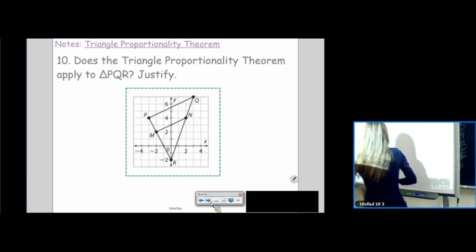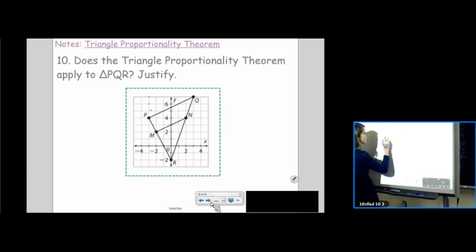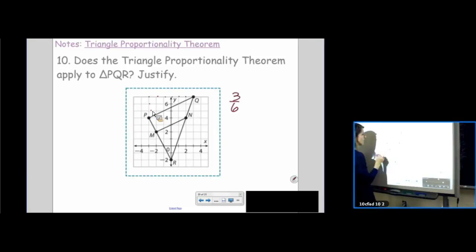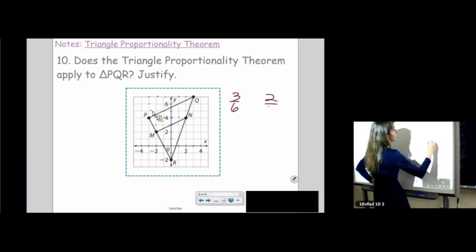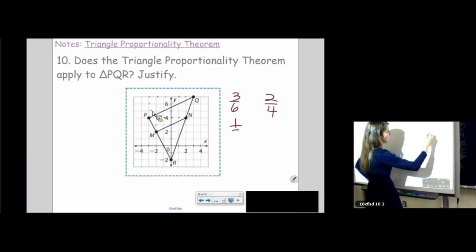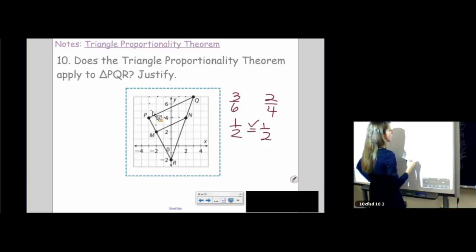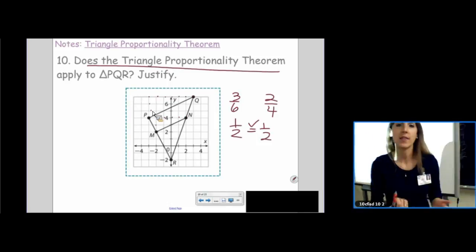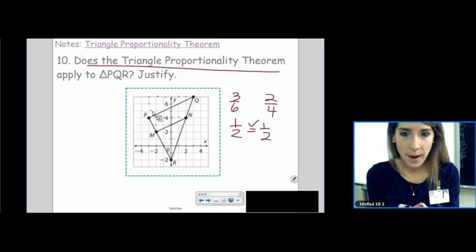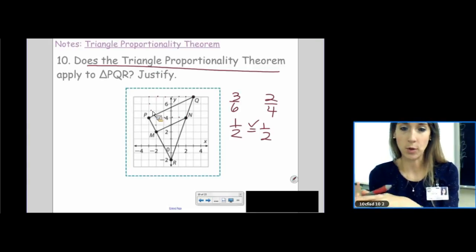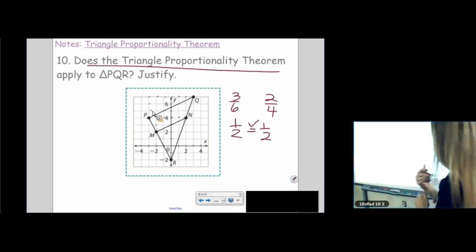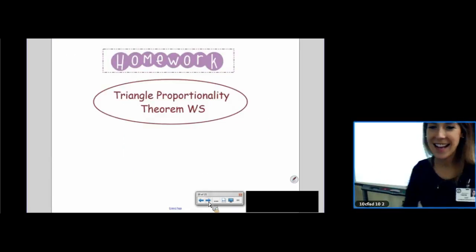Okay, so let's count their slopes. Rise over run. 1, 2, 3. 1, 2, 3, 4, 5, 6. There's the slope of PQ, MN. 1, 2, 1, 2, 3, 4. So 3 over 6, 2 over 4. Their slopes are equal. Therefore, we could use the triangle proportionality theorem. Because remember, in that theorem, the hypothesis is if they're parallel, then the pieces are proportional. And so we fulfilled the hypothesis, so we could use it. Alrighty, guys, that's all.